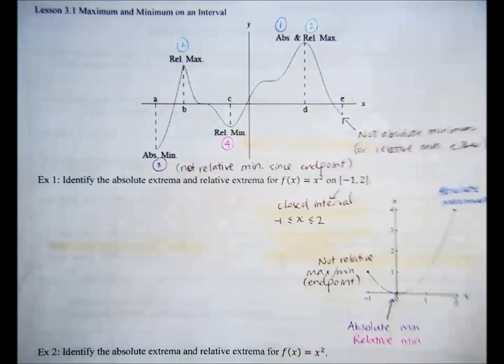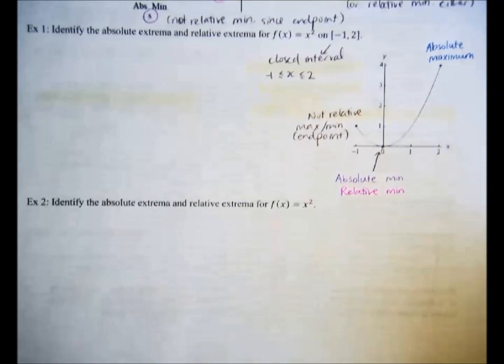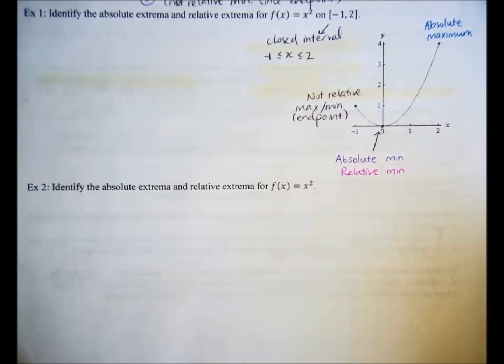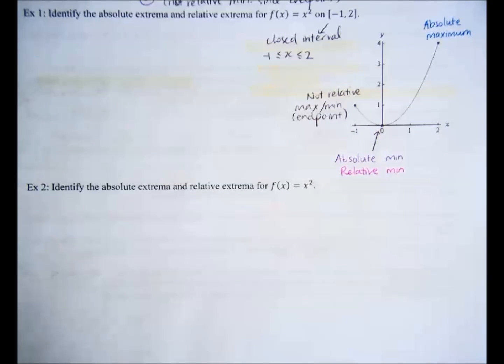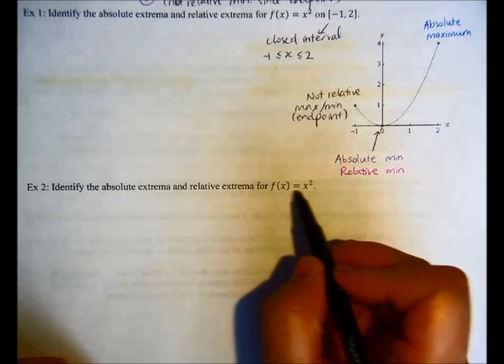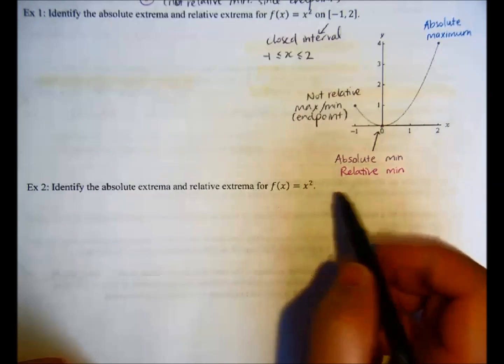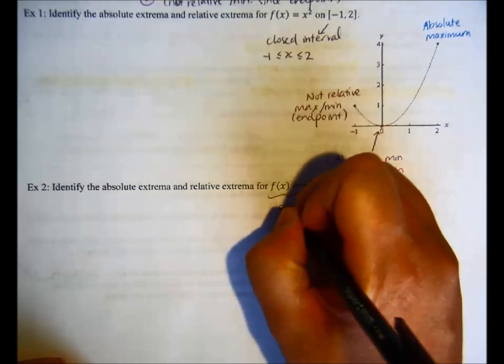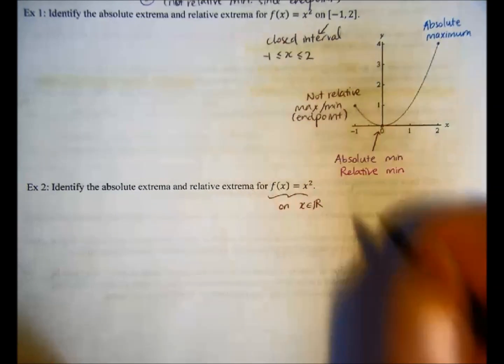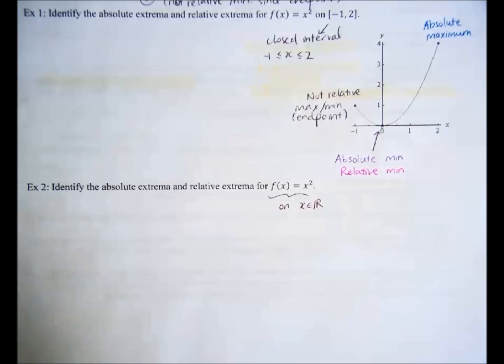Okay, let's work on example 2. I'm just going to slide up the page. So now let's think about identifying the absolute and relative extrema for the function f of x equals x squared. And this time I haven't given you a closed interval. So this means that I'm saying the domain is just x belongs to the set of real numbers.